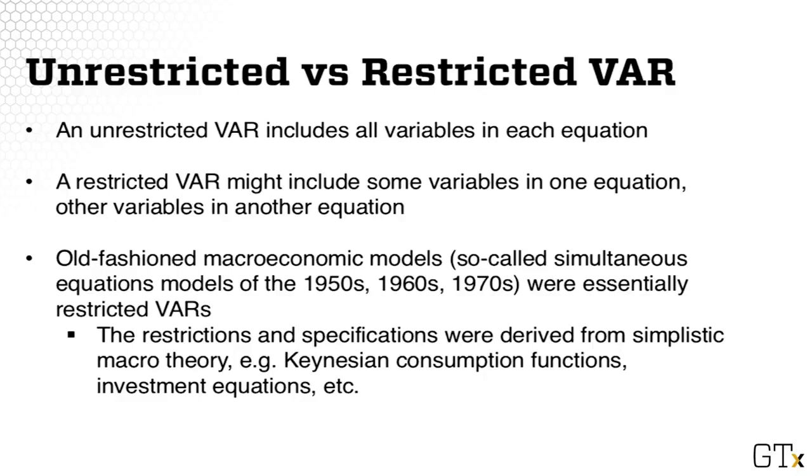and other variables in another equation, where an equation corresponds to one regression of one time series. Old-fashioned microeconomic models, so-called simultaneous equations models of the 1950s, 1960s, 1970s, were essentially restricted VAR models. The restrictions and specifications were derived from simplistic macro theory, for example, the Keynesian consumption functions, investment equations, and so on. Sims was the first to be the proponent of the unrestricted VAR model in his book published in 1980s.